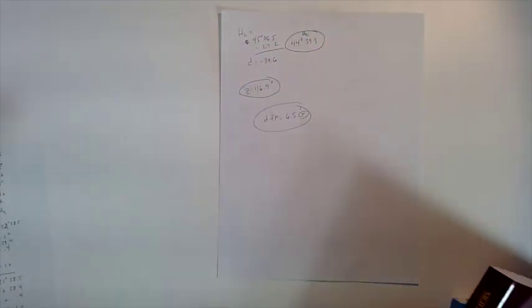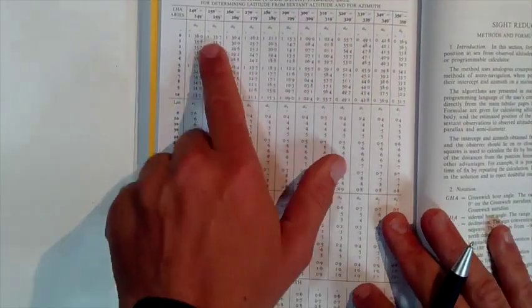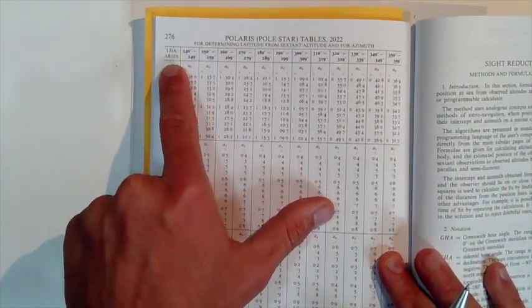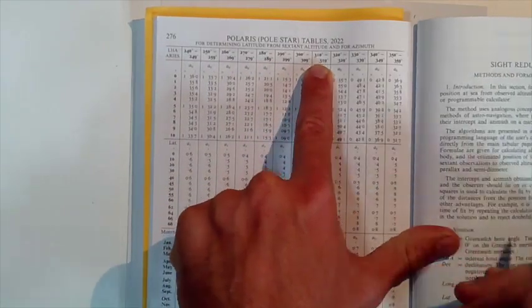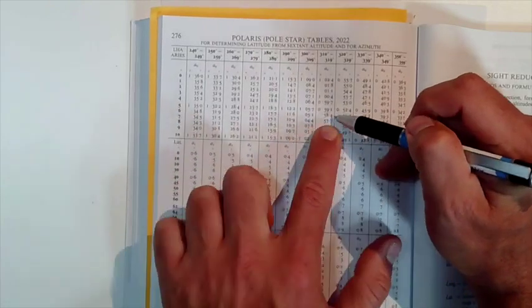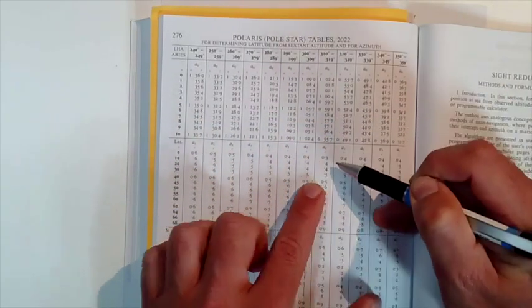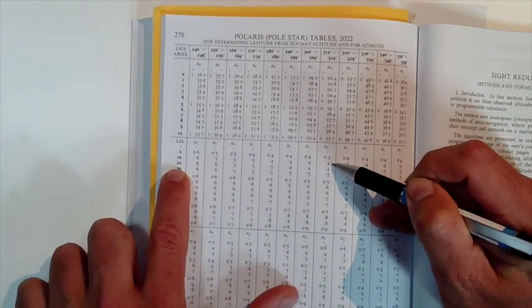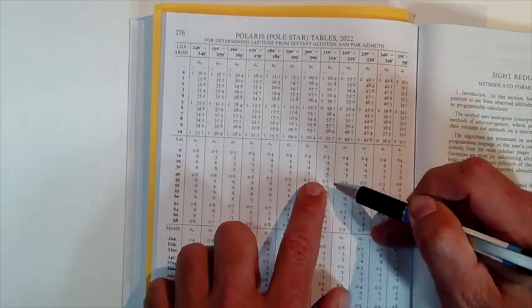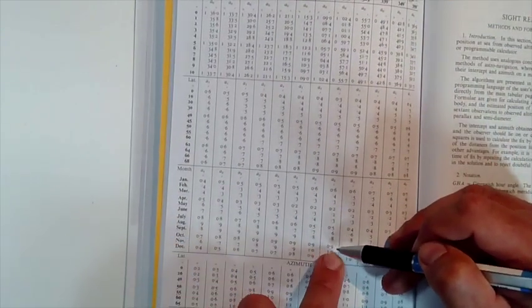How about for Polaris? For Polaris, we can just go into the Polaris tables and pull out all of our corrections to get our latitude, which is quite handy. The way that we're going to do this is we go to the LHA of Aries, 316, so 310 to 319, here's the 6. So our correction is going to be 58.4. Then we stay in the same column. Our latitude was 23, so our correction is 0.4. We stay in the same column. Our month was November, so our correction is 1.0.